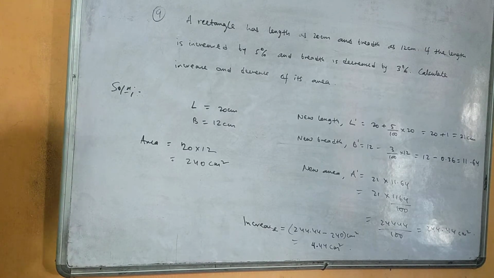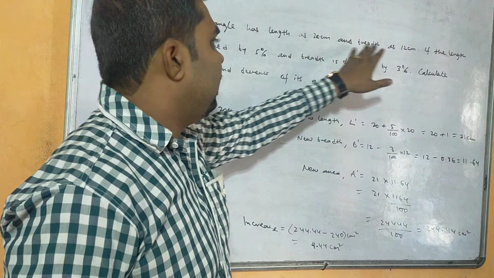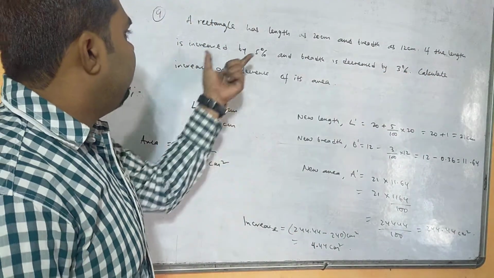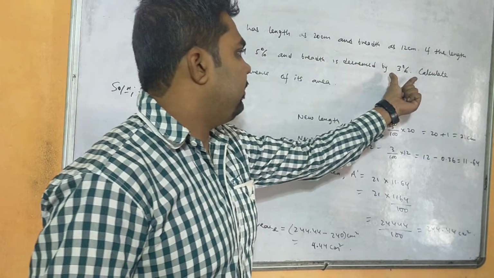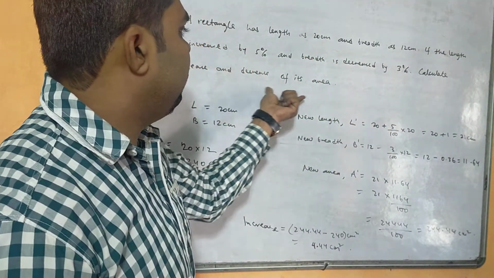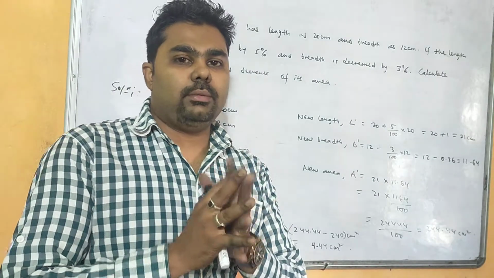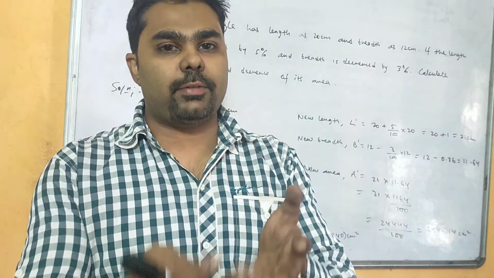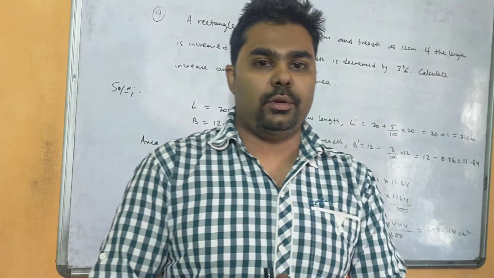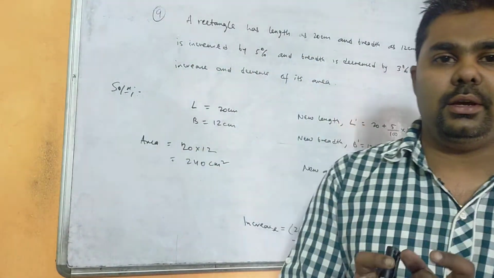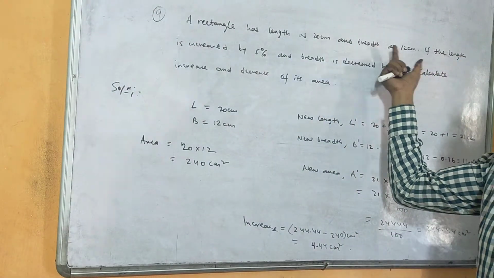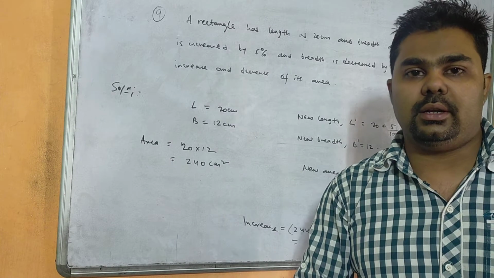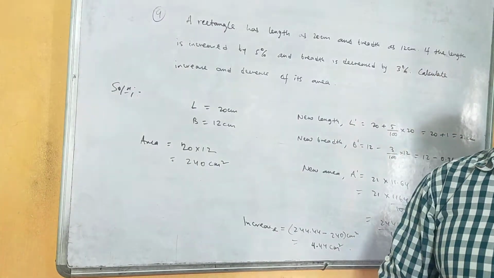A rectangle has a length of 20 centimeter and breadth of 12 centimeter. Length and breadth of the rectangle are given here. If the length is increased by 5% and the breadth is decreased by 3%, calculate the increase or decrease of area. Length is given 20 and breadth is given 12 here. It says the length is increased by 5% whereas the breadth is decreased by 3%. So the final area of that rectangle, when length is increased and breadth is decreased, is increased or decreased. This is the question.